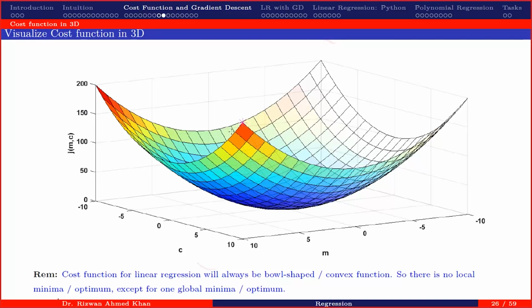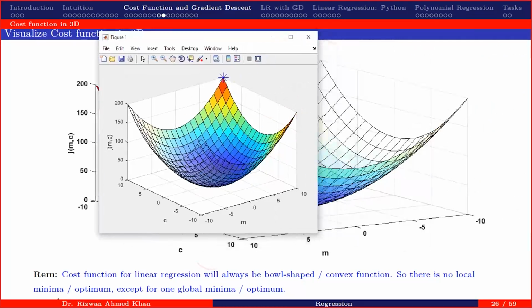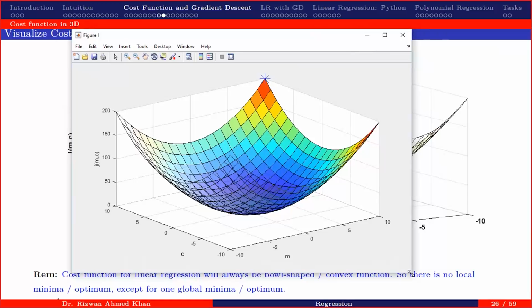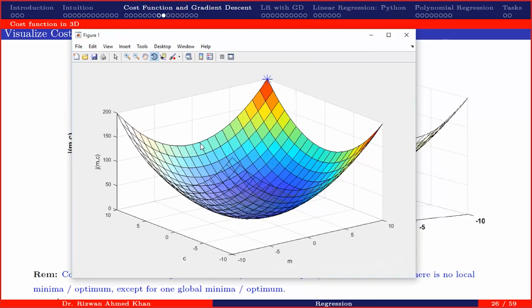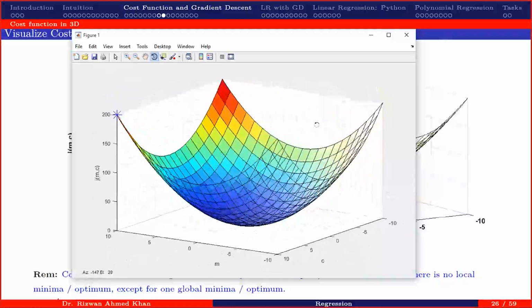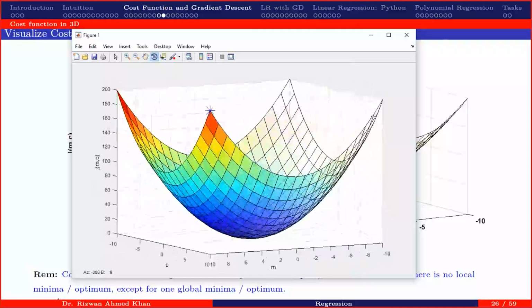If you visualize this cost function in 3D, it's again a bowl shape function, and I'll show you in MATLAB how it looks like. Let me run the code, and I will show you the screen. Okay, I guess this is visible for you guys. So this is the same cost function plotted in 3D. So this looks like a very nice convex function.